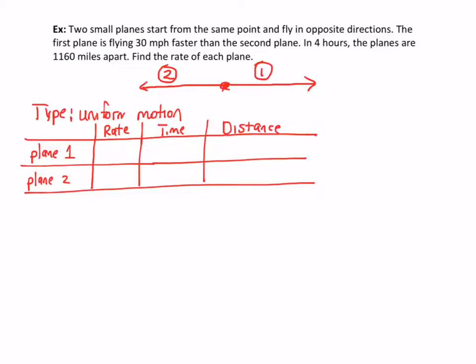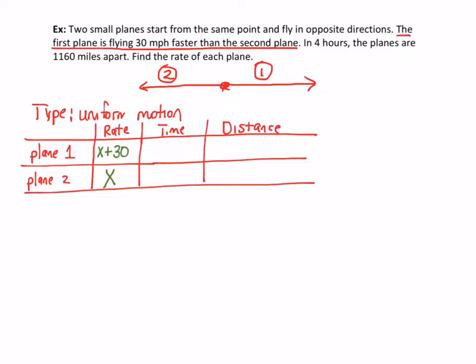Okay. So I know the first plane is traveling 30 miles per hour faster than the second plane. So I don't know how fast either one of them is going, but I do know that one is traveling faster than the other. So if I set one of them to be x, I will let the other one be 30 more than x. So which plane is flying faster? It's the first plane. So I will let the second plane be x, and the first plane is 30 more than that, which we write as x plus 30.